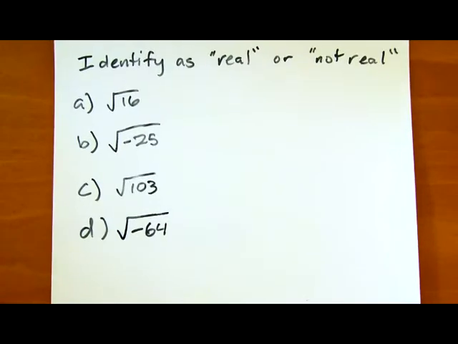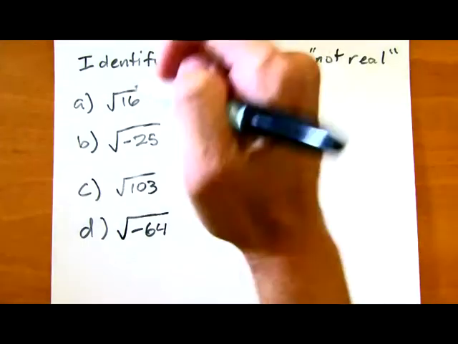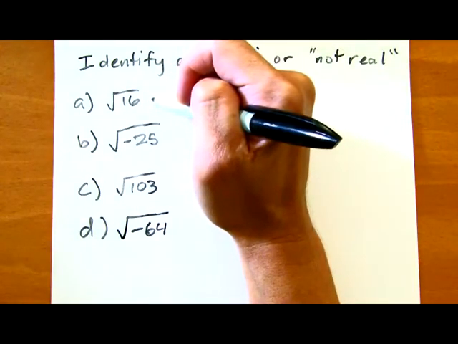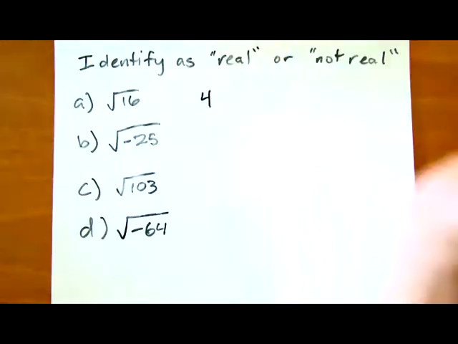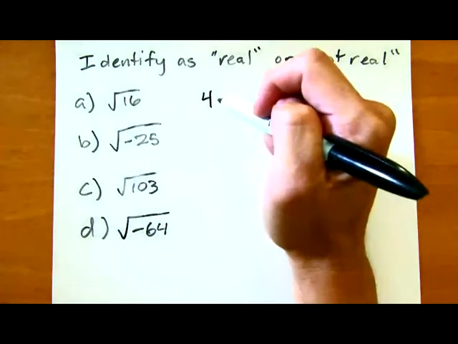Try these problems. You need to identify if it's real or not real. All the numbers you've ever had before are real. The not real ones, here, for example, we can find the square root of 16. That's 4. Yeah, 4 times 4 is 16.